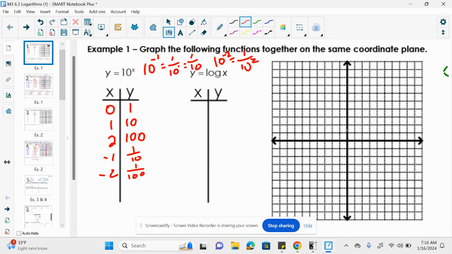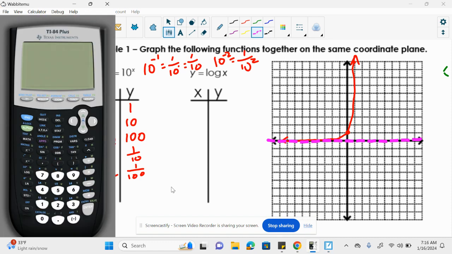So you can plot those points, 0 comma 1, 1 comma 10, way up there. It's going to go up as we go this way. And then as we go negative, we're really, really close to 0. All right, so we have an asymptote there. We could draw that in. Okay, so that's y equals 10 to the x power. Now, we don't have any background knowledge on what y equals the log of x is, but we could use a graphing calculator and type in y equals log of x.